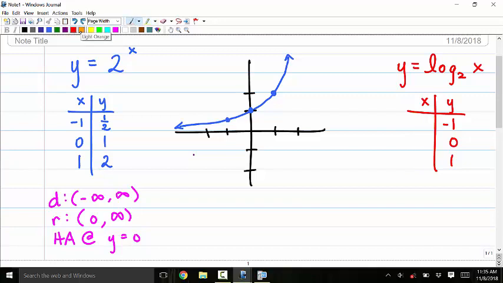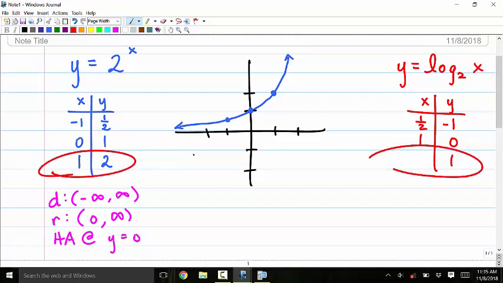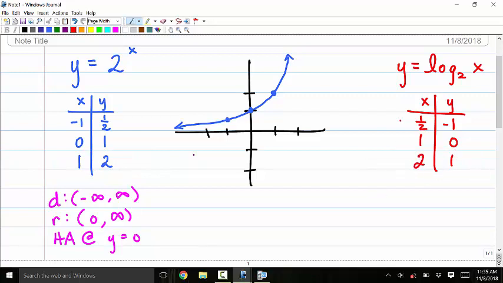All I'm doing is swapping my x's and y's. Instead of having -1, 1/2, I'm going to have 1/2, comma, -1. 1 over the base. Instead of having 0, 1, I have 1, 0. Instead of having 1, 2, I have 2, 1. Go plot those points. 1/2, -1, 1, 0, and 2, 1.